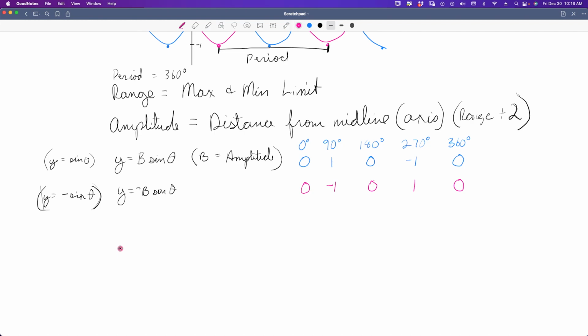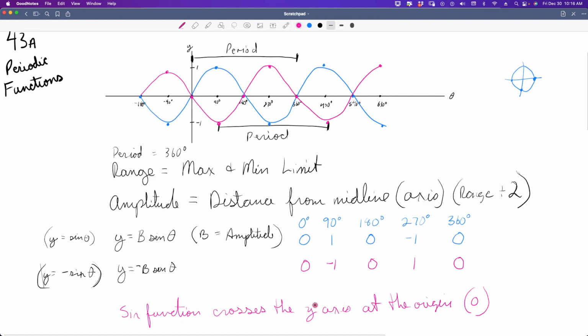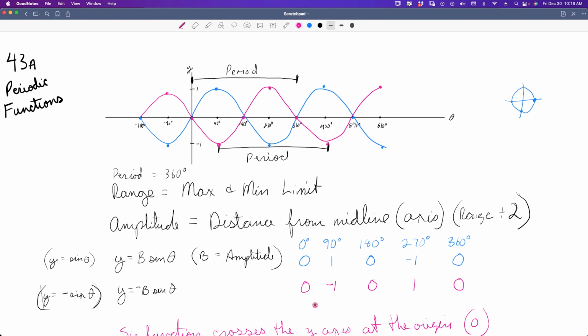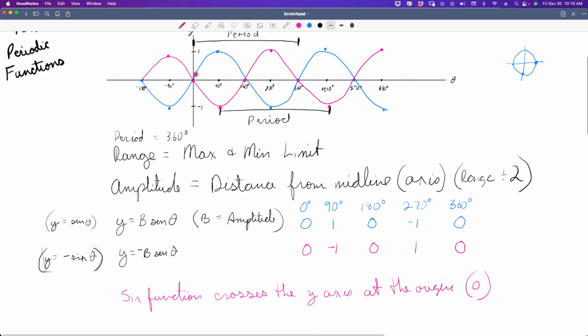So I'm going to make a little note here. A sine function crosses the y-axis at the origin. And we know the origin is 0. Okay, so that is a sine function, and it crosses the y-axis at the origin. That's where everything starts on the y-axis for a sine function.